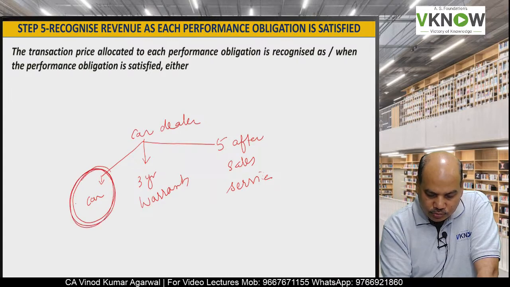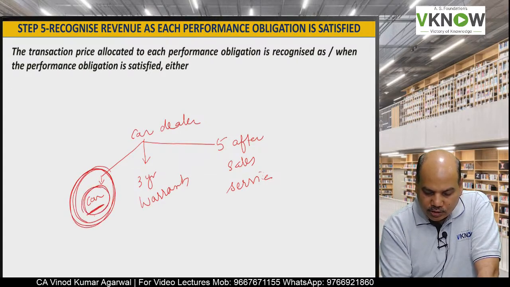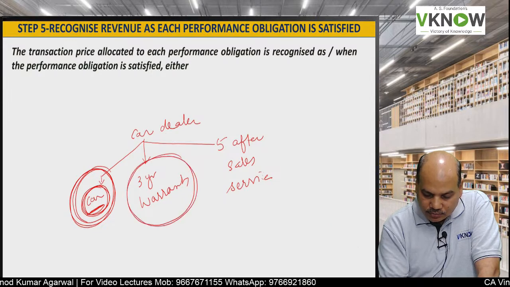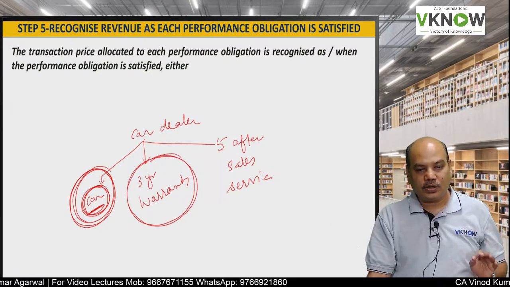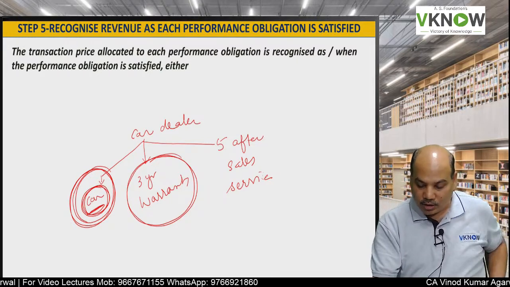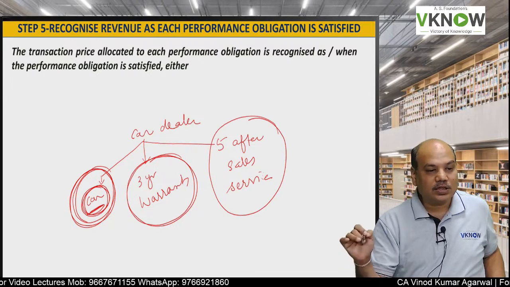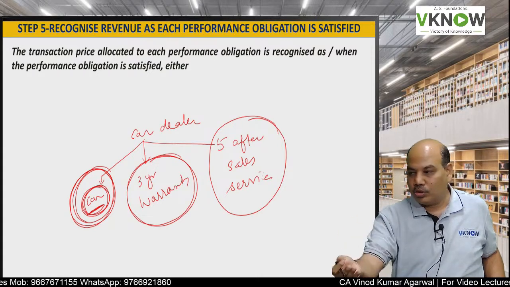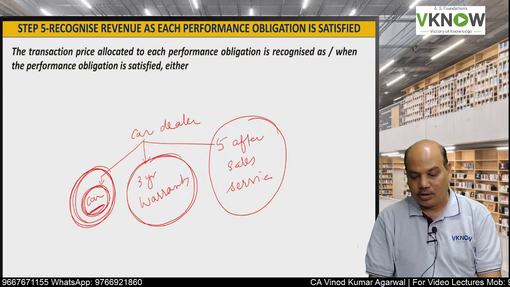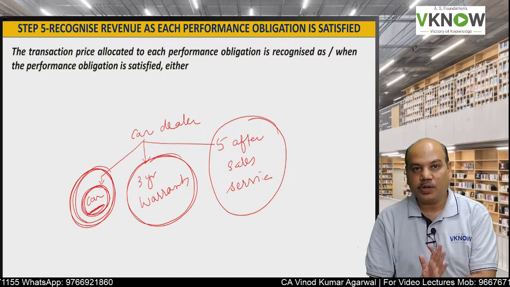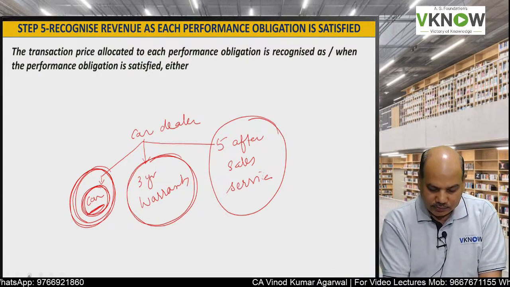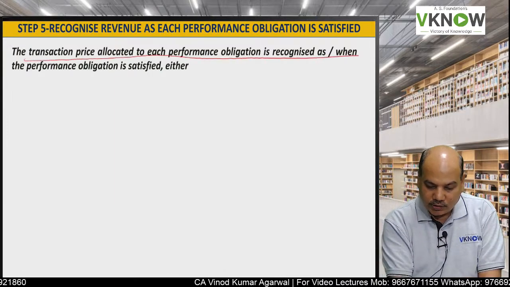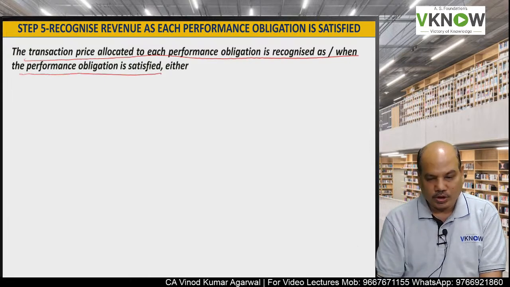You will recognize revenue with respect to car when the control of the car is transferred to the customer. Every year you will recognize warranty revenue over the 3-year period, and 5 after sale services you have to provide. So as and when after sale services are provided by you, you are going to recognize the after sales revenue part. This is called recognize revenue as each performance obligation is satisfied. The transaction price allocated to each performance obligation is recognized as and when performance obligation is satisfied.